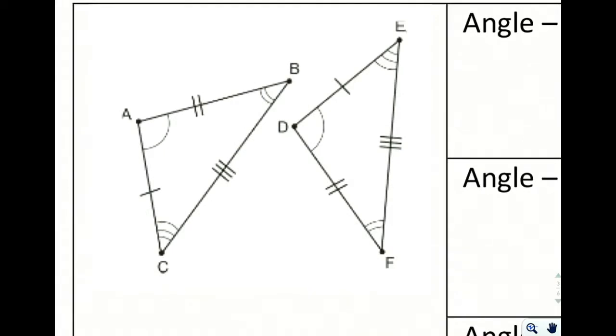And you can see that we have angles that line up with each other. We have this angle and this angle. This one here lines up with this one down here. B and F line up, and then C and E line up. We also have sides that line up with each other.